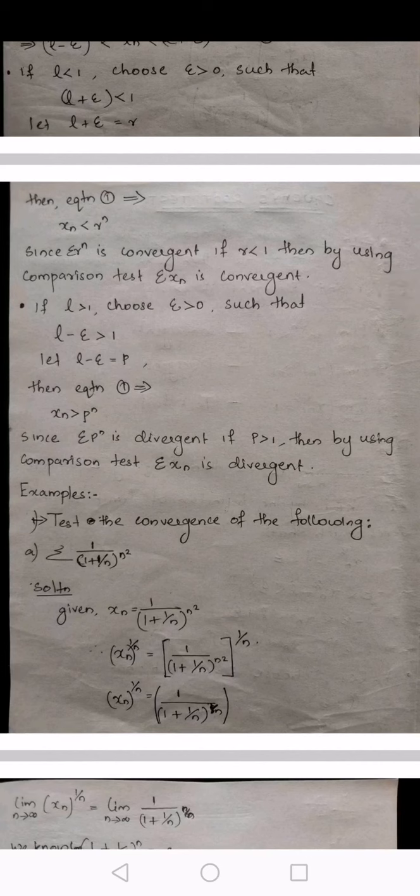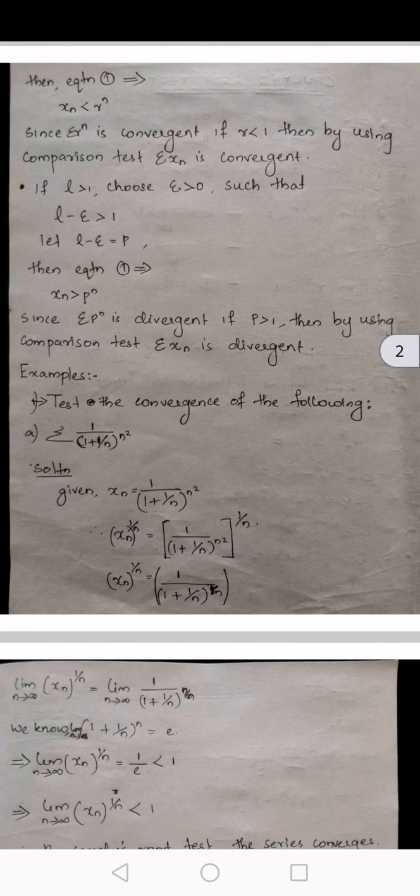So how can we know when to choose a method? If a question is given, how do we choose a method for testing the convergence? If you want to choose Cauchy's root test, we can know it by seeing the question. That is, if the question has some power of n, then when we take the whole series term raised to 1 by n, we cancel the power.